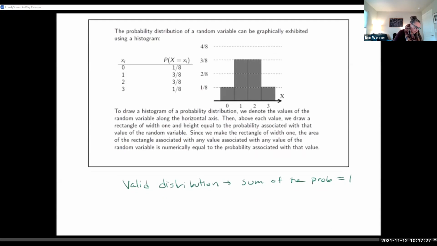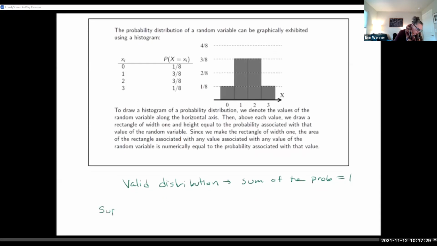Another thing we can think about, so suppose you want to compute the probability that x is greater than or equal to 1, but less than or equal to 2. So we want to represent it graphically in the histogram. So when we think about the histogram, where is that happening? Well, it's happening right here. This is the places where that's happening.